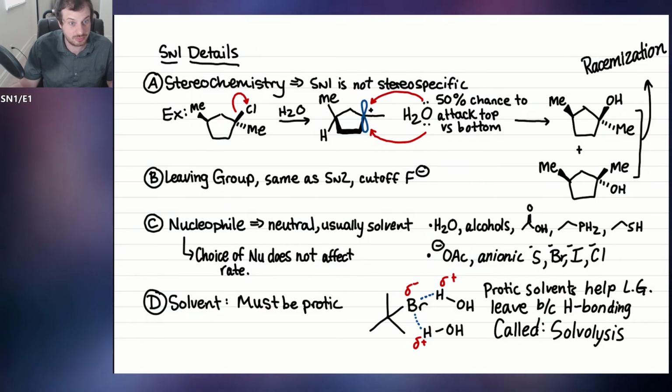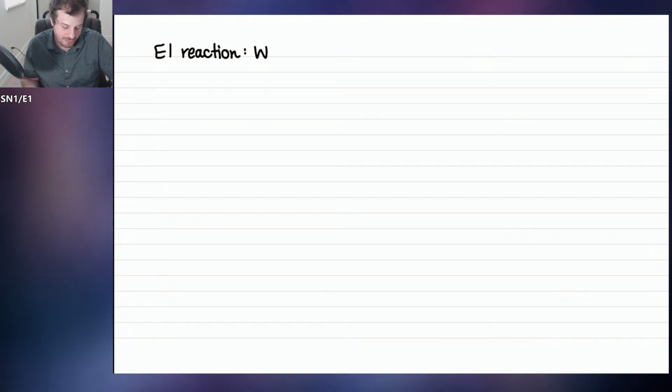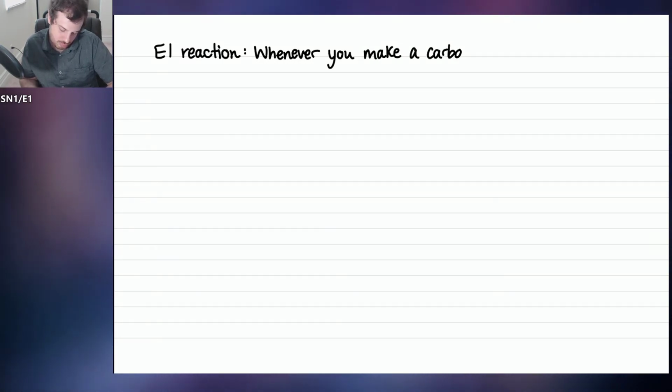All right, now we're done talking about SN1. I just want to mention briefly what is E1. E1 is very similar to SN1. Let me show you, and then we're done. So the E1 reaction, whenever you make a carbocation, E1 is possible.